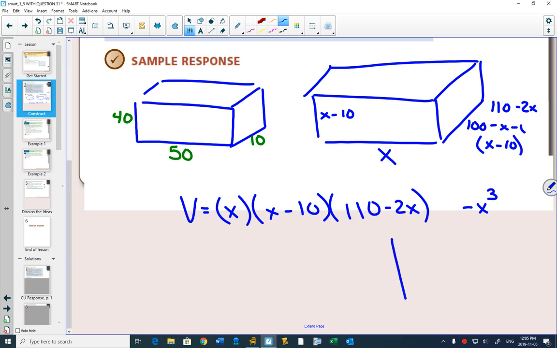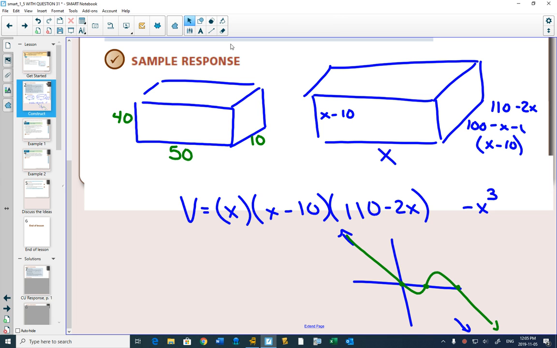So its end behavior acts like this. It's already in factored form. You could find the x-intercepts and graph it. Anyways, this is where we'll continue this afternoon.